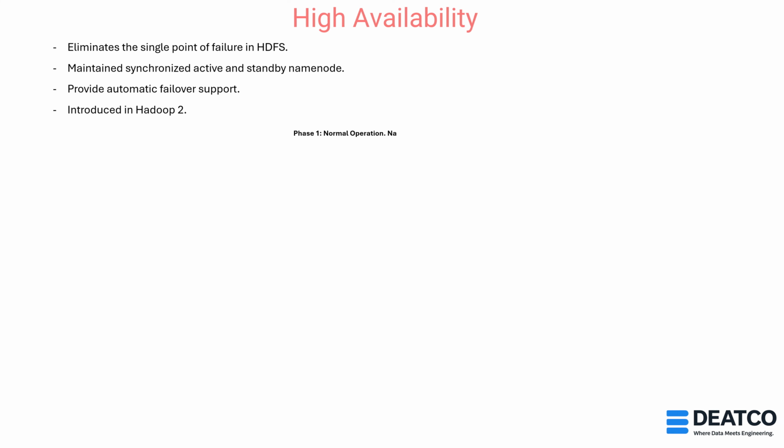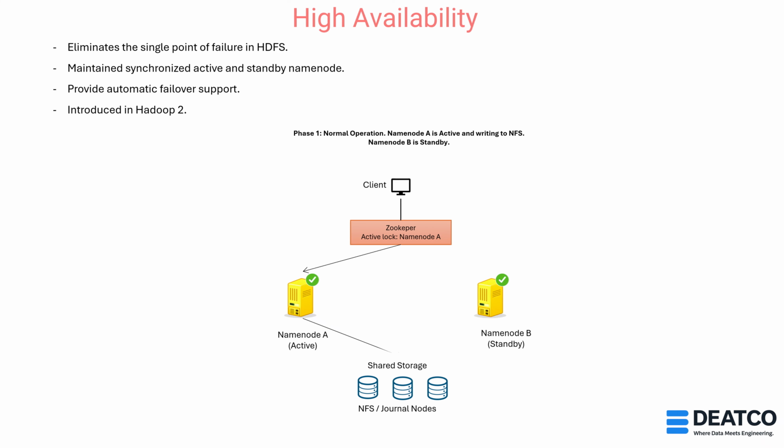To address this, Hadoop introduced high availability. In this setup, the cluster runs two or more redundant name nodes in an active standby configuration. At any given time, exactly one name node is in the active state serving client request. The other name node remains in a standby state, fully synchronized and ready to take over immediately if the active fails. To keep the active and standby name nodes synchronized, both access a shared storage location, such as a shared NFS directory or a quorum of journal nodes.